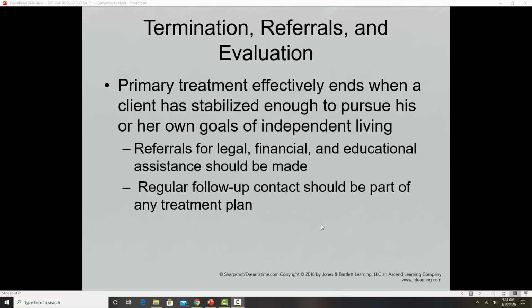Because people do relapse. They have anniversaries that remind them of things. They're going to have situations that remind them and trigger them. There are a lot of triggers that people will continue to have, even if they have stabilized and are able now to pursue their work, pursue their relationships. They feel better, but there are going to be triggers. That's why regular follow-up contact should be part of any treatment plan of anybody that's going to be working with patients.